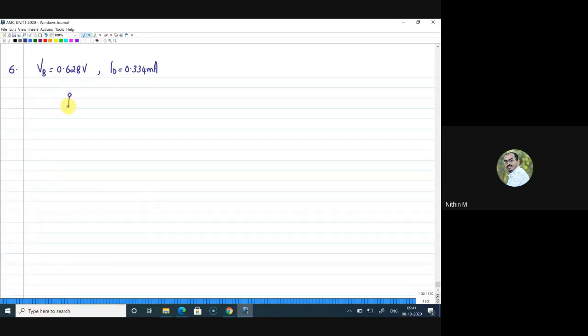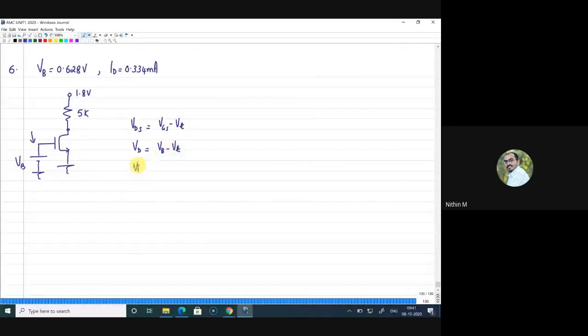The question is, this is Vb, this is 1.8 volts, this is 5K. You are asked to find what value of Vb will place the transistor at the edge of saturation. The edge of saturation condition is again the same. Your VDS should be equal to VGS minus VT. VDS can be written as VD and VGS can be written as VB minus VT. So VB is VD plus VT. So how to write VD?